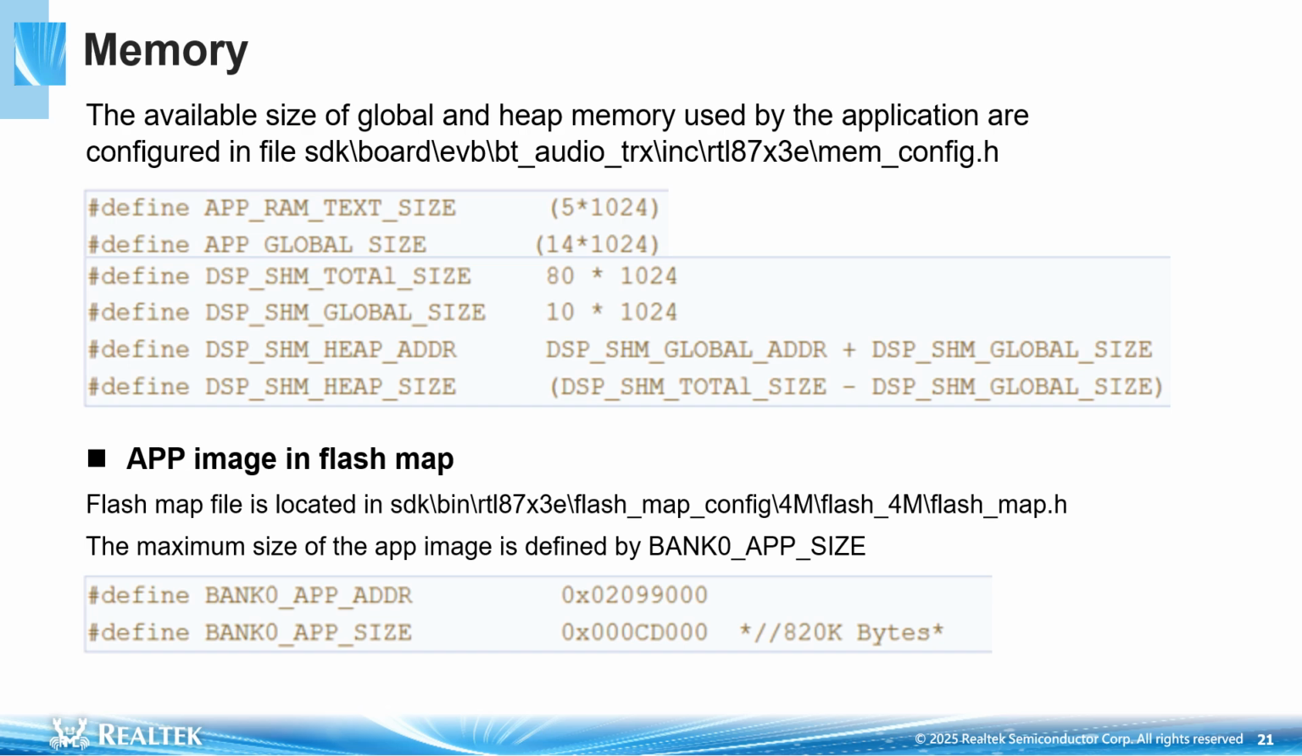If you want to increase the heap size, you need to decrease app global size. Note that the sum of app global and heap remains unchanged, so as long as the app global size is adjusted, the purpose of dynamically adjusting the heap size can be achieved. The maximum size of the app image is defined by bank 0 app size.